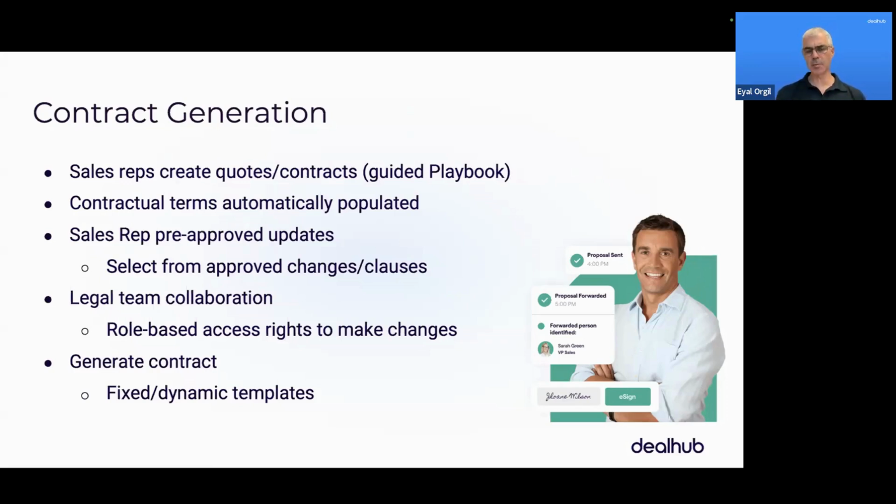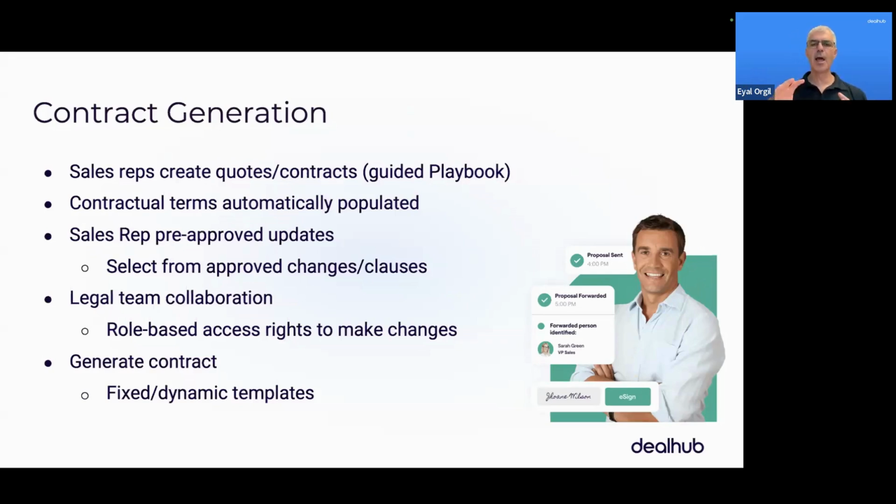As we said, when the salesperson is going through, they're going to be able to make changes and make selections, and those are going to come from pre-approved changes. So based off of selections in the playbook, the contractual terms may change. Where we need to go beyond the ability of letting the salesperson select their own contract terms, we have the ability to bring in collaboration with our legal team or contracts team.